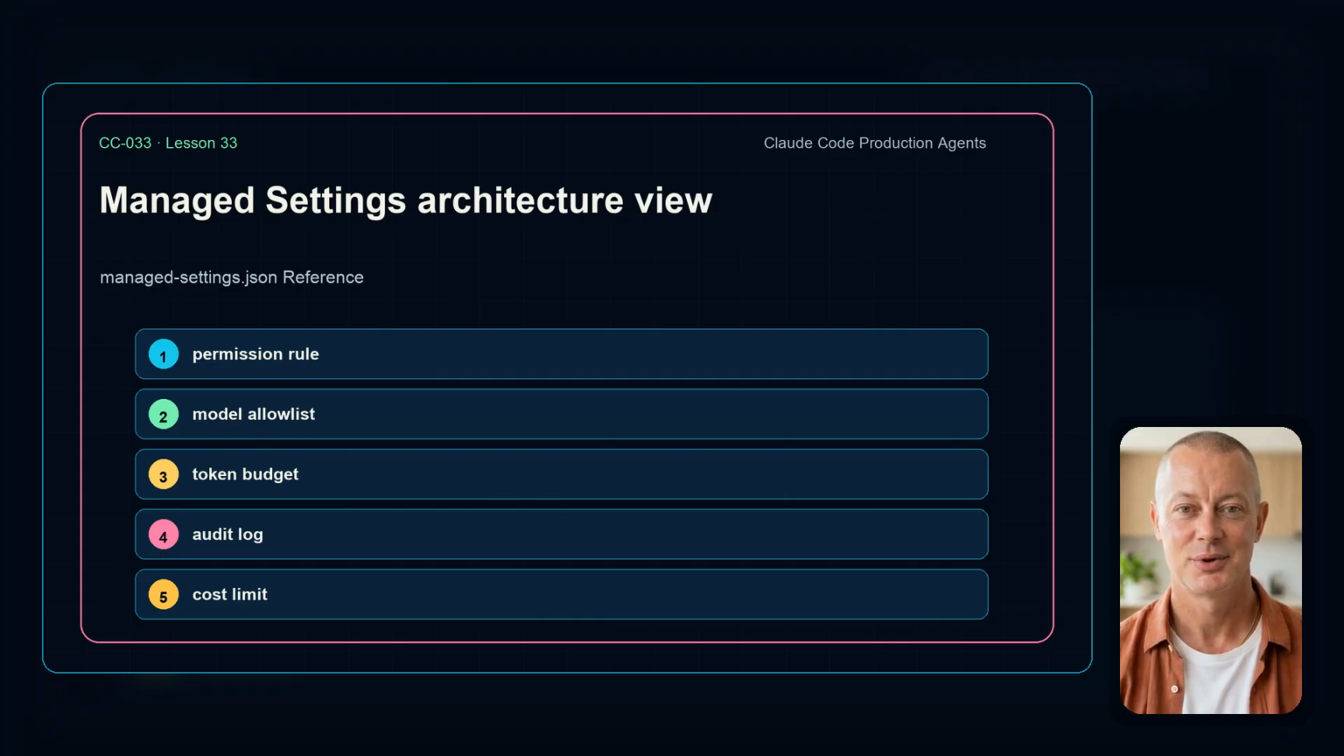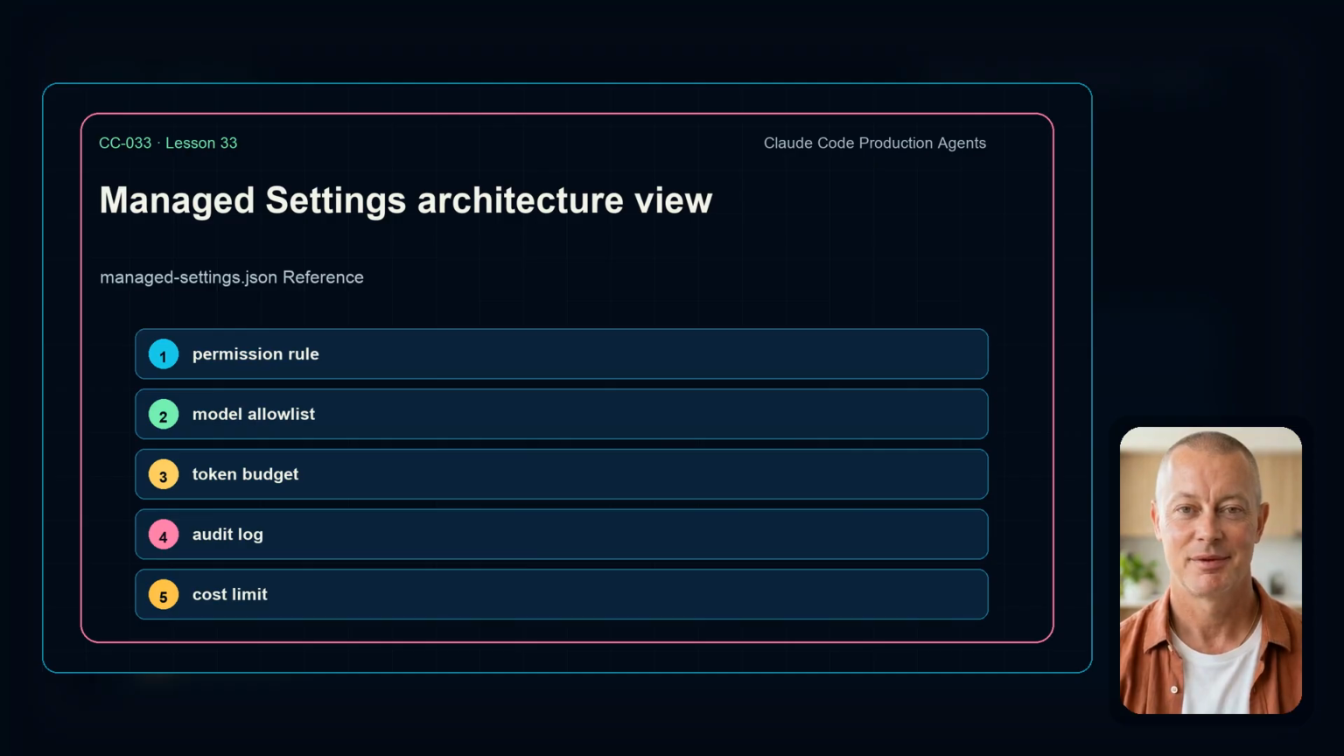This part of the visual map matters because it shows the actual moving pieces: permission rule, model allow list, token budget, audit log, cost limit. If one of those pieces is invisible, the team will struggle to operate the workflow under pressure.